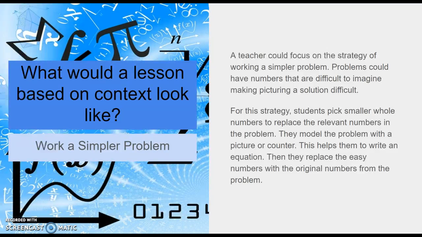In the book, they showed where students, if they had the smaller numbers, they could make the drawings easier, and they could maybe use counters easier. You can't have 685 counters, but you can have 7 counters or 24 counters or something like that.